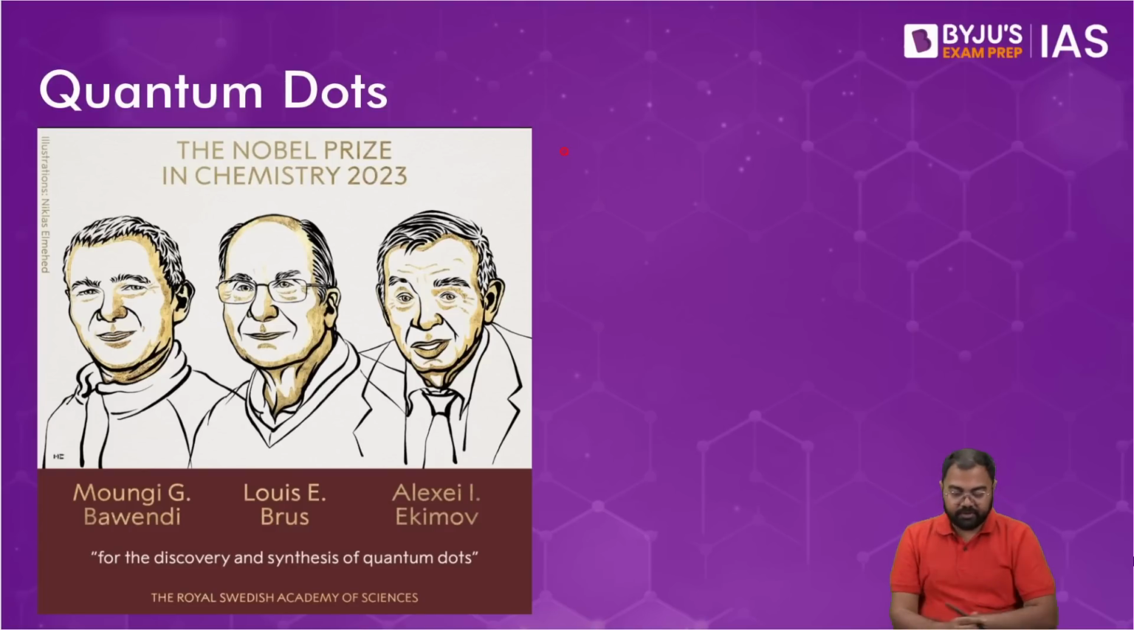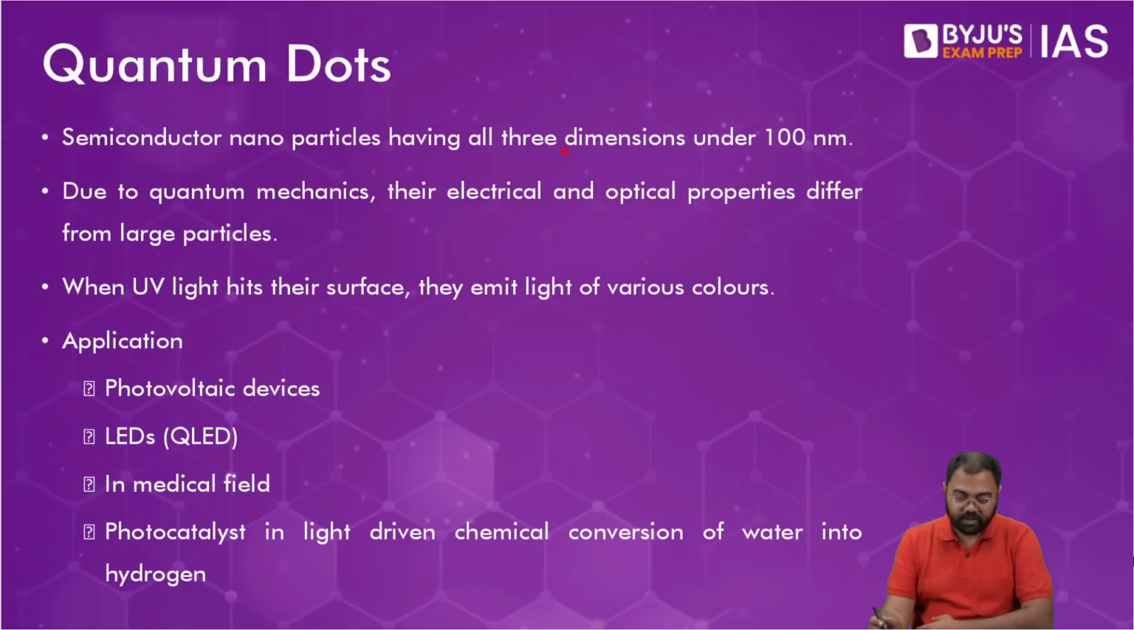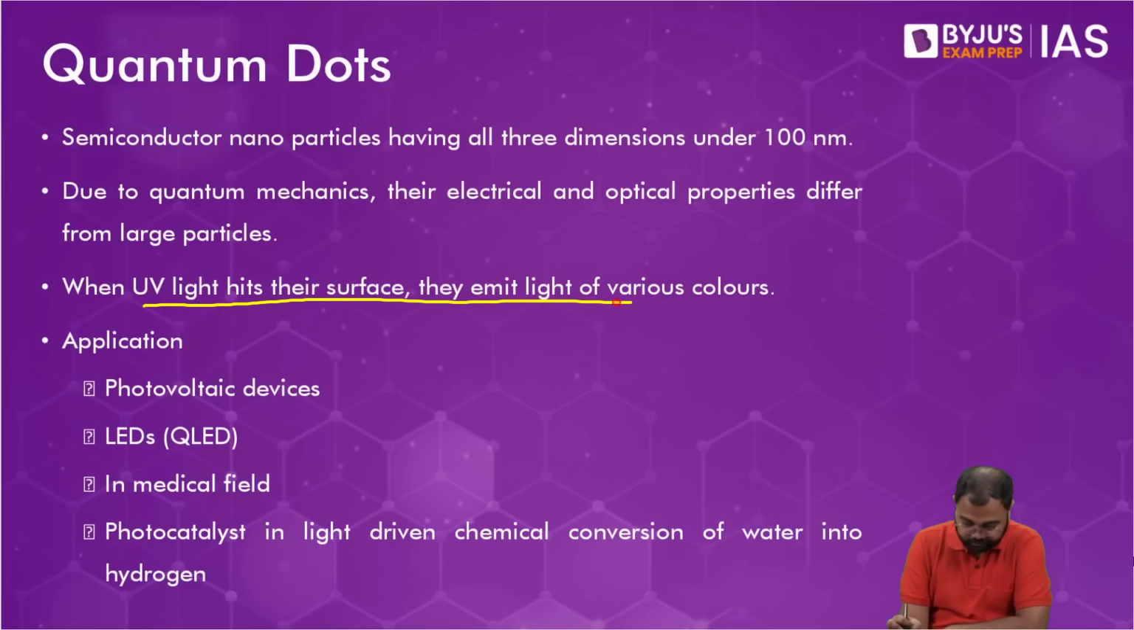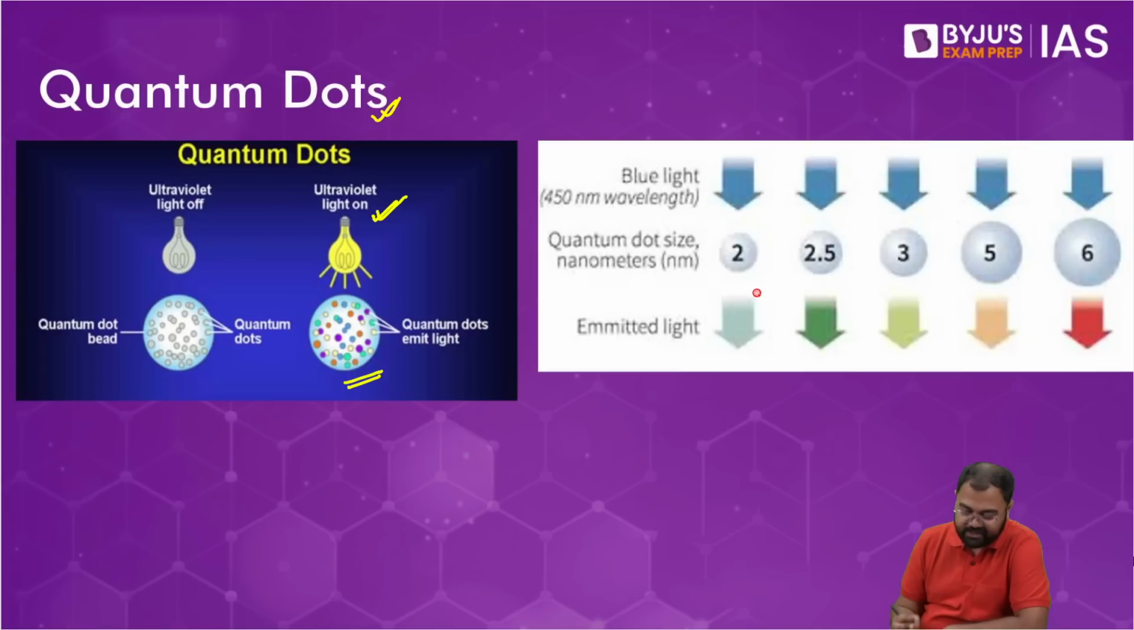When ultraviolet light is incident on quantum dots, they would showcase different colors, right? When UV light hits their surface, they emit light of various colors. All these colors that they emit are dependent on the size of the quantum dot. All right, size of the quantum dot.